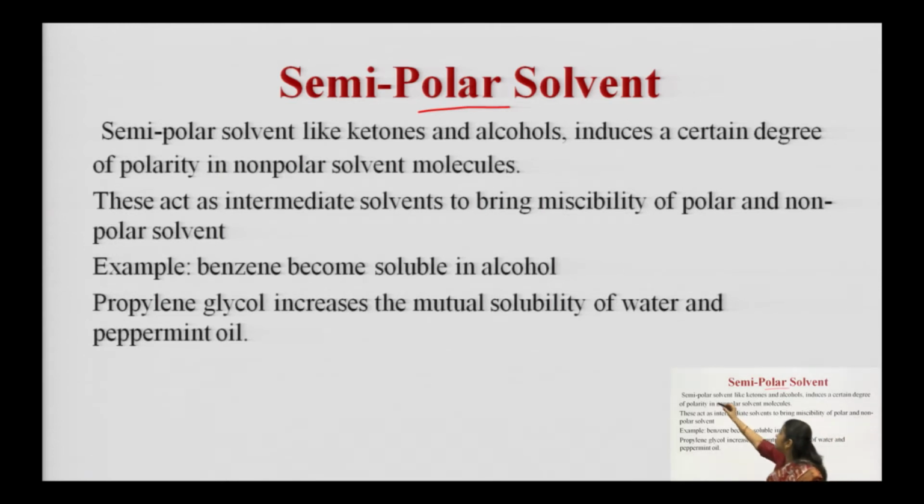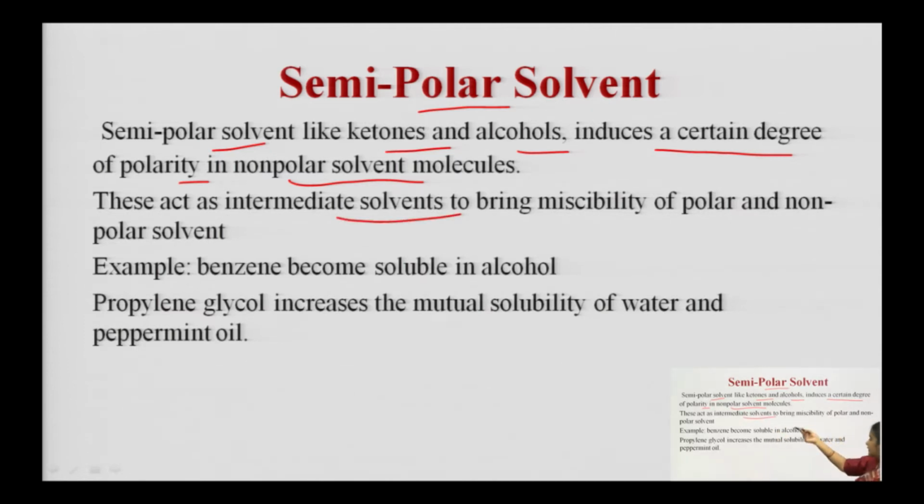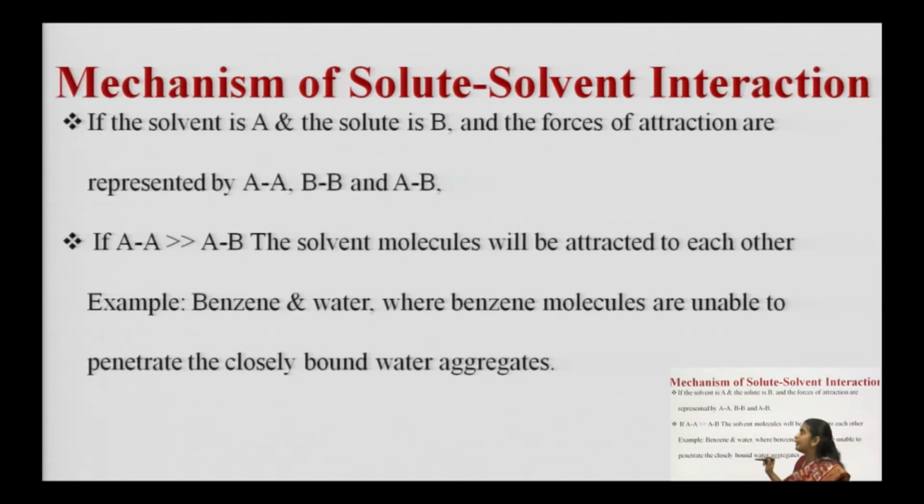Then comes the semipolar solvent. Semipolar solvents, for example ketones and alcohol, have the ability to induce a certain degree of polarity in nonpolar solvents, and they act as intermediate solvents. As intermediate solvents, they help bring about miscibility of the polar and nonpolar solvents. So these types of solvents are mainly used as co-solvents, and as we can see, propylene glycol increases the mutual solubility of water and peppermint oil.